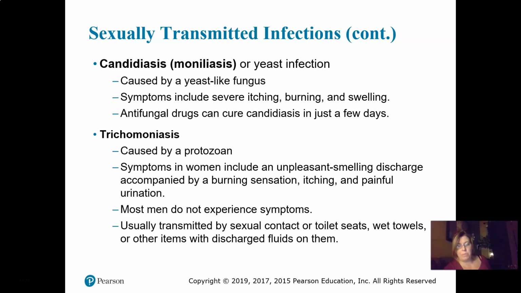Trichomoniasis is caused by a protozoan, and it can be spread sexually or by contact with items that have discharged fluid on them. Some signs and symptoms in women include foamy, yellowish, unpleasant smelling discharge, accompanied by a burning sensation, itching, or painful urination. Most men don't experience symptoms. It can be transmitted typically by sexual contact or toilet seats, wet towels, or other items with discharged fluids.